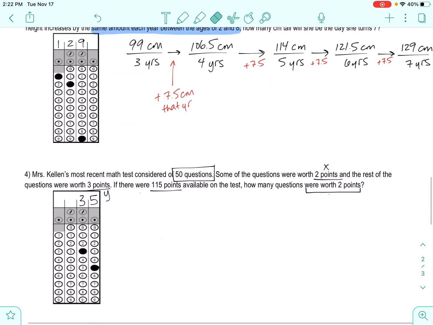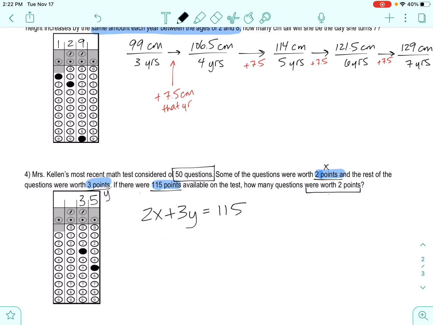Last question. Mrs. Kellen's most recent math test consisted of 50 questions. Some of the questions were worth 2 points, some of them were worth 3 points. Here's another example where I want to write 2 different equations. I want one with number of questions, and I want one equation with points. So I'm going to highlight everything that it has to do with points. 2 points, 115 points, 3 points. So I'm going to let my 2-point questions be x. I'm going to say 2x. I'm going to let my 3-point questions be y equals 115.